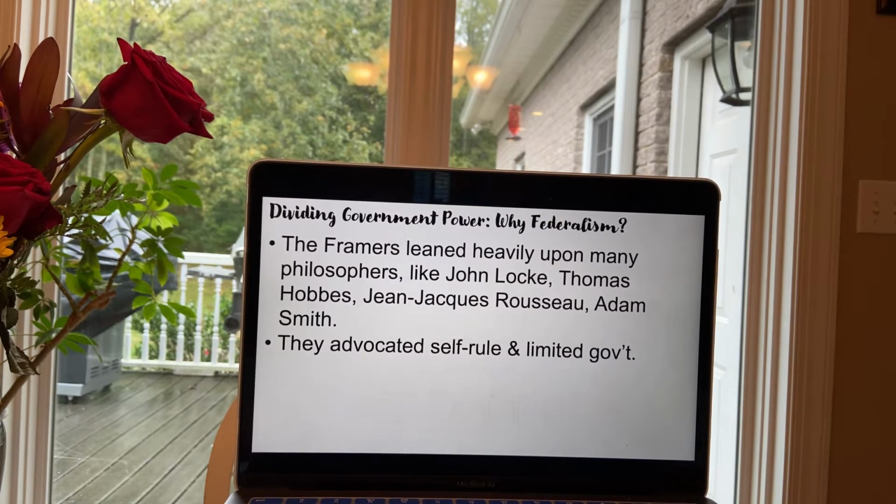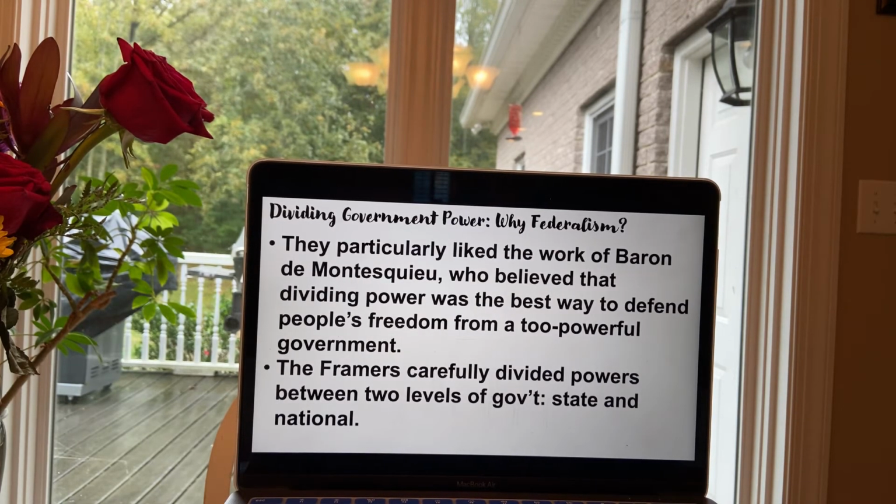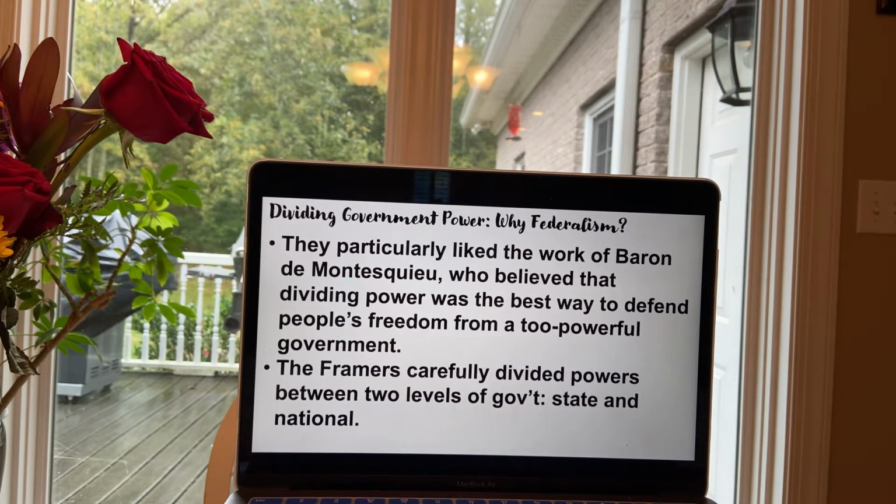The framers leaned heavily upon philosophers like John Locke, Thomas Hobbes, Rousseau, and Adam Smith, who advocated for self-rule and limited government. They particularly liked the work of Baron de Montesquieu, which you need to make sure that you know. He believed that dividing power was the best way to defend the people's freedom from a too powerful government. The framers carefully divided powers between levels of government, between the state government and the national government.